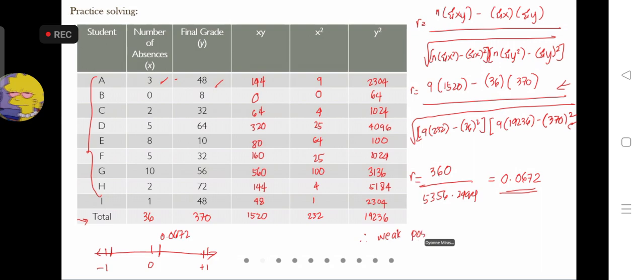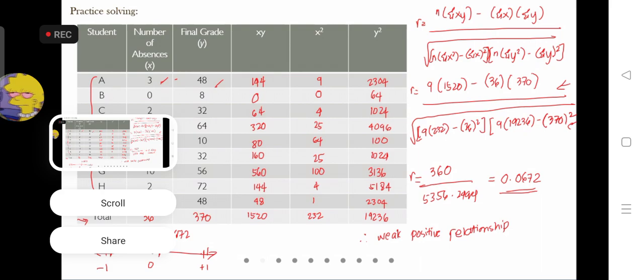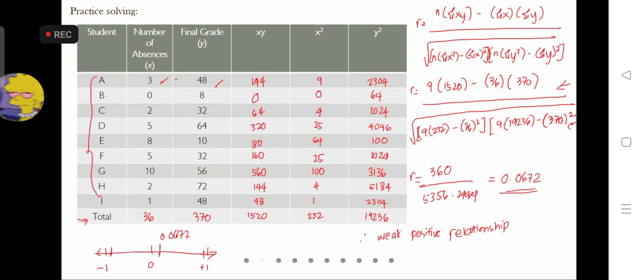Okay, although there is still a relationship but weak ka siya. Weak positive relationship between X and Y. So, muna siya inyong tanawon if it's closer to positive 1 or negative 1.